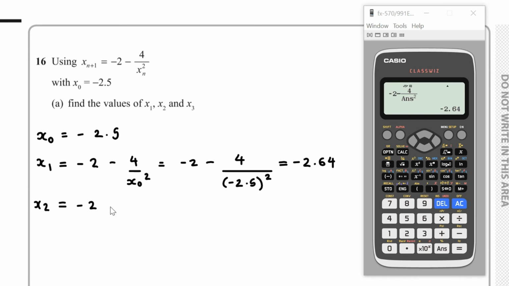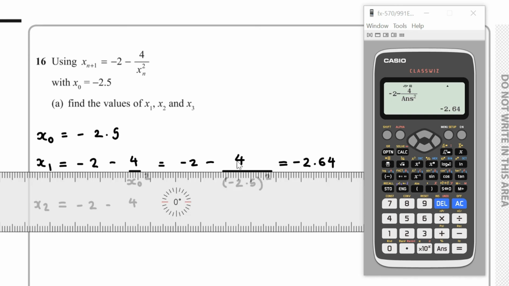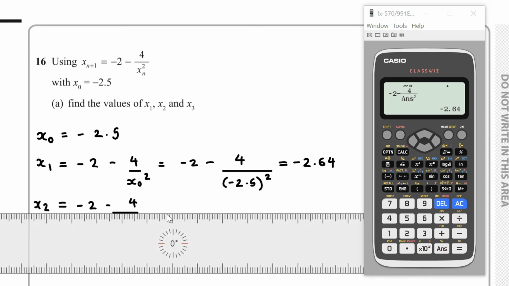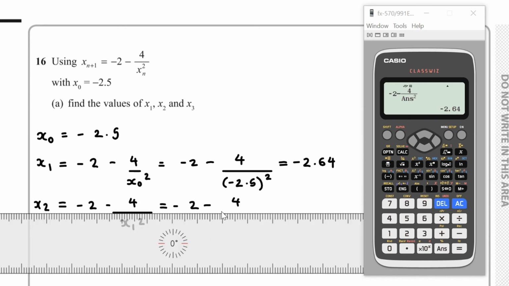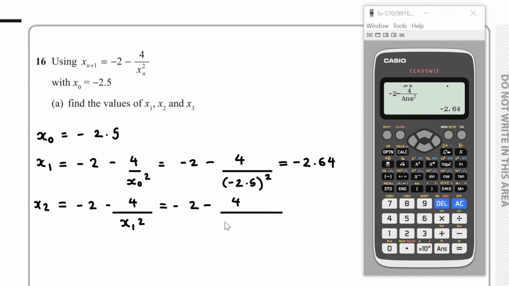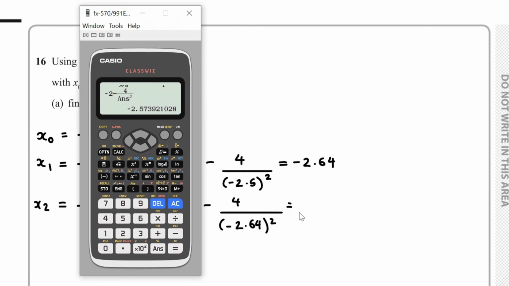x2 is equal to minus 2 minus 4 over x1 all squared. So we've got minus 2 minus 4 over minus 2.64 all squared. So if we work this out, press answer again, it turns out here we get minus 2.573921.028.